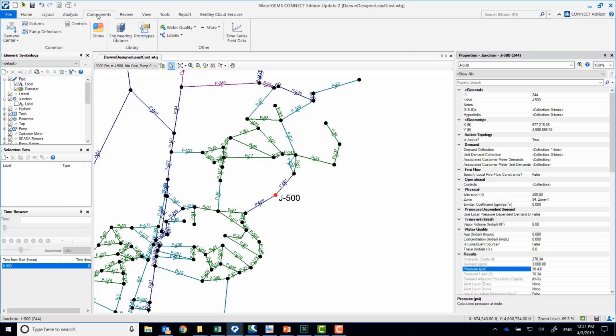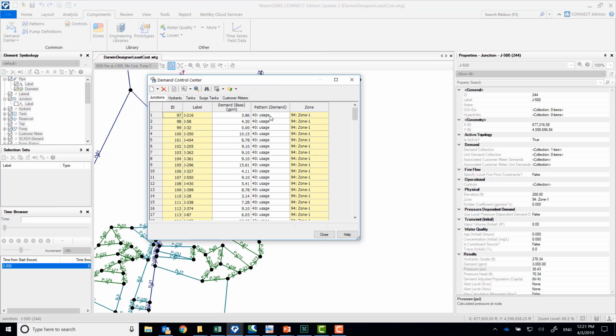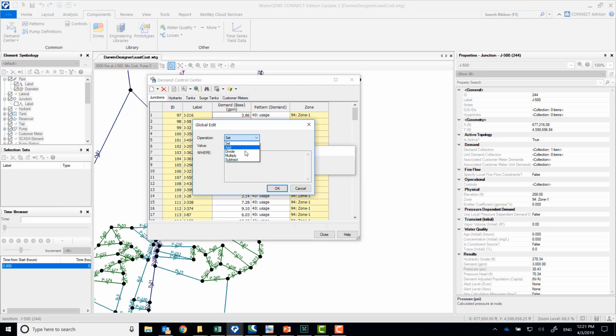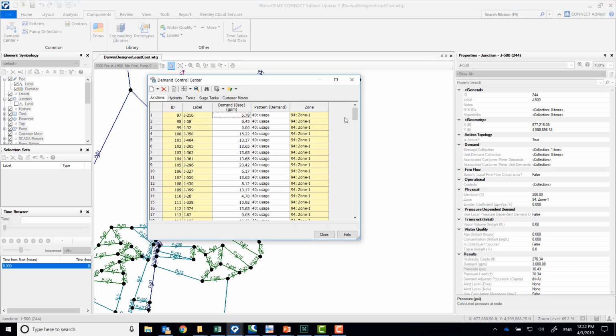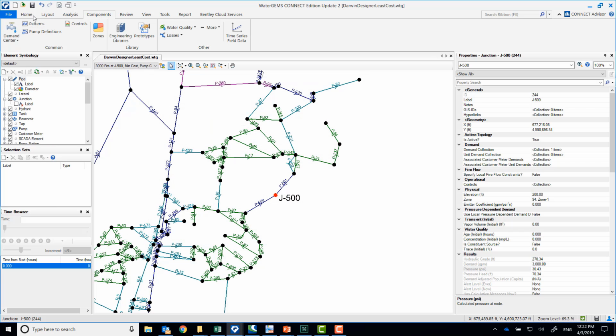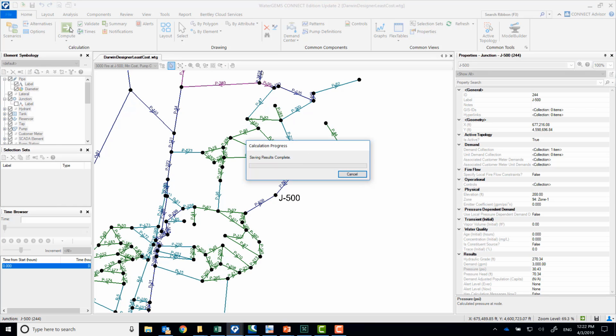Let's modify the demands, multiply them by 1.5, except for J500. So I'm going to multiply them all. And let's find J500 because that one cannot be. This one has to be back to 3,000. Okay. All right, so now we can run it.